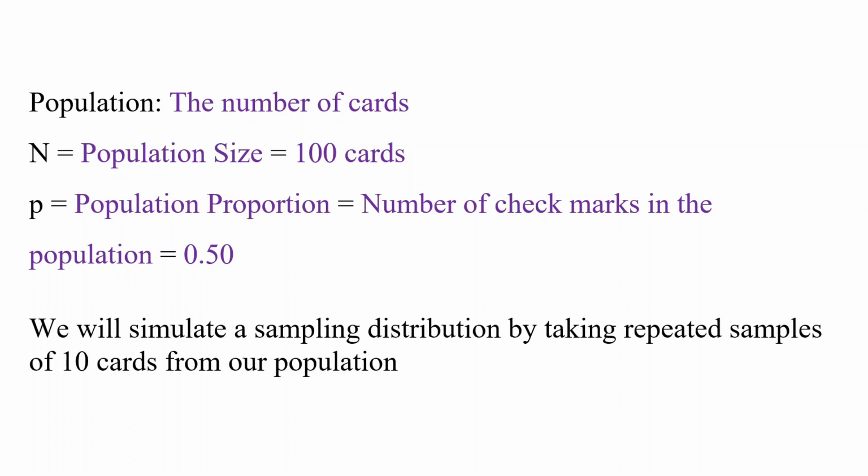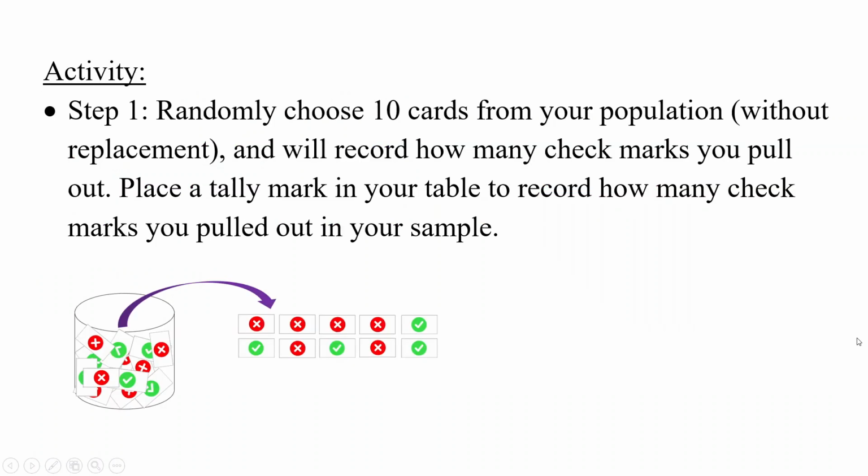So now we're going to simulate a sampling distribution by taking repeated samples of 10 cards from our population. So if you've reached this point, you may or may not know what a sampling distribution is, but we are going to be experiencing it by running the simulation, and then we're going to talk and formalize it after we experience it. Okay, so this is the setup for the activity.